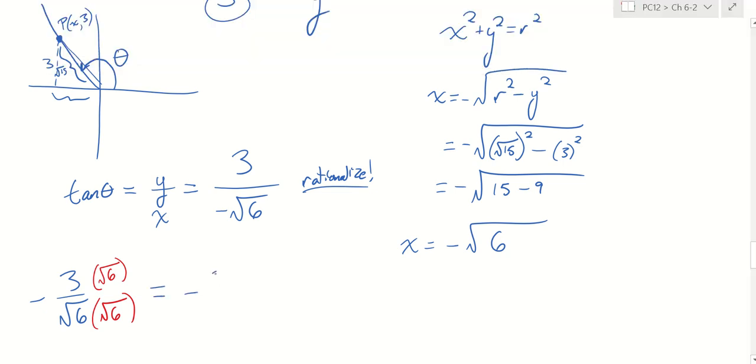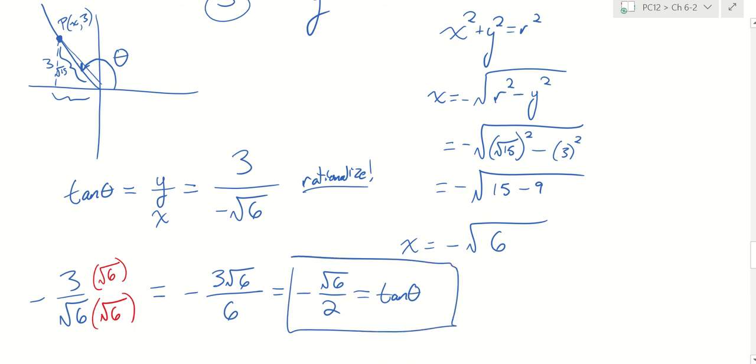So this is going to be negative 3 root 6 over root 6 times root 6, which is just 6. Hey, we have a common factor on the top and on the bottom. They both have a factor of 3. Let's divide out that factor of 3. On top, we're just left with root 6. On the bottom, we're left with 2. And there is the final answer in simplest form, because the denominator is rationalized, right?